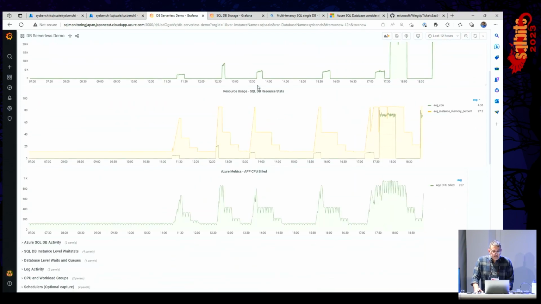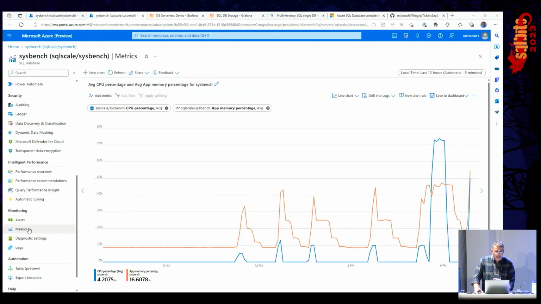Last but not the least, if you look at the 12-hour chunk, when we are not using anything, you only bill the minimum vCore per billing. So minimum vCore, minimum memory is a thing, so you're billed for that.